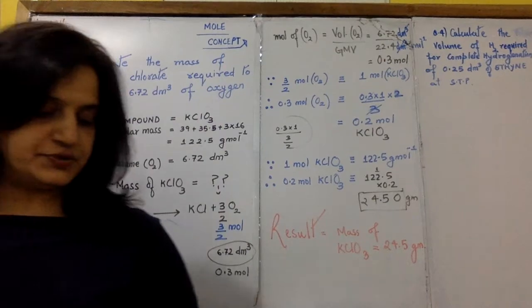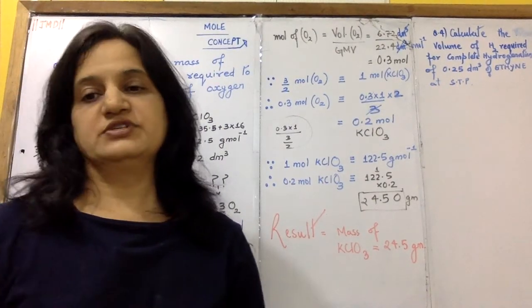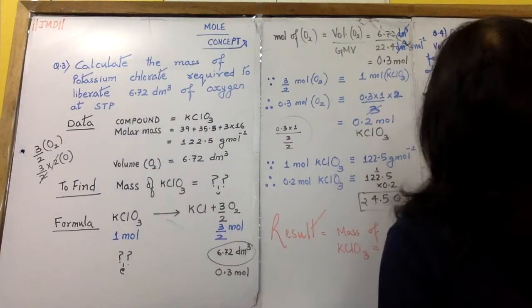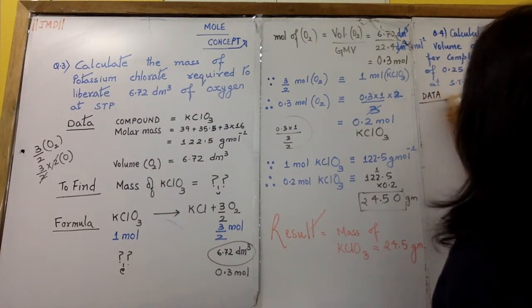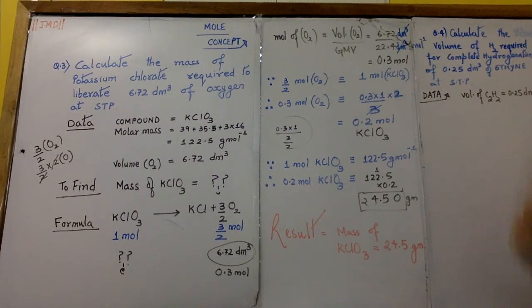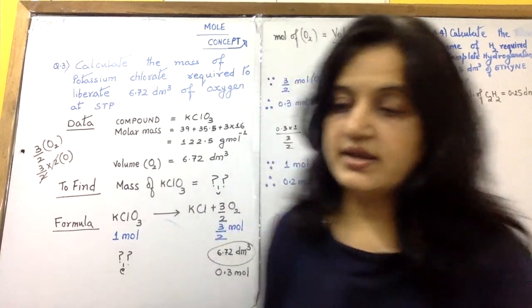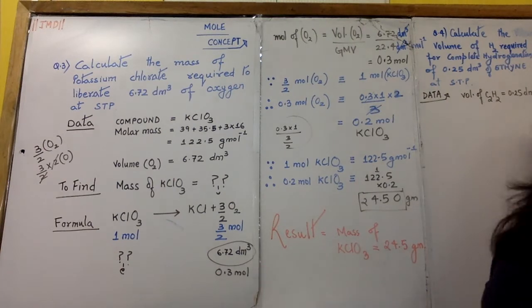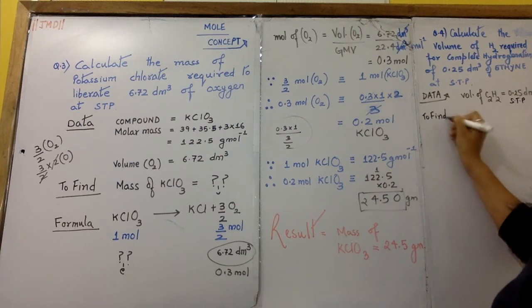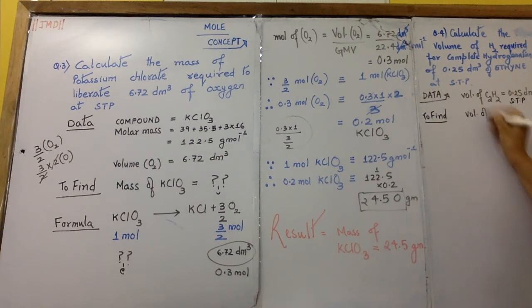So that's our question. First we need to write the data, then we'll write the hydrogenation, and then move ahead. The data is very simple: volume of ethyne. Ethyne is C2H2. So volume of ethyne is 0.25 dm cube. Next, we are given the condition, STP conditions. To find, what do we have to find? Volume of hydrogen.